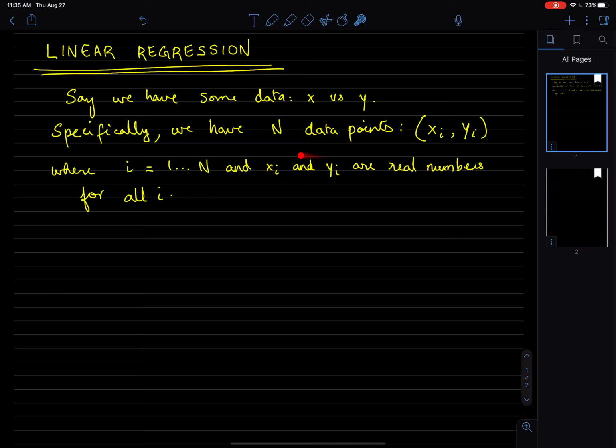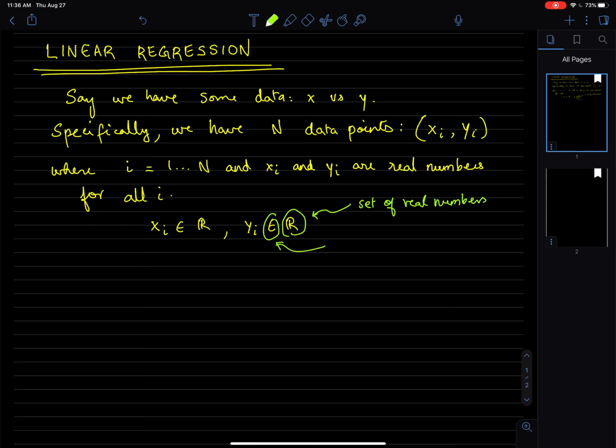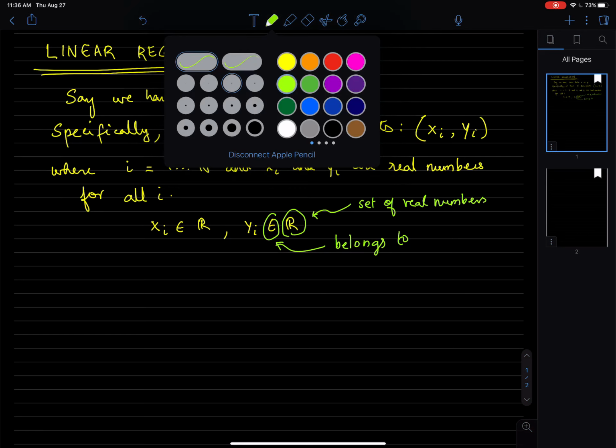So when we say xi and yi are real numbers, this might sometimes be written as xi belongs to the set of real numbers and yi belongs to the set of real numbers, okay? So this symbol means set of real numbers, and this symbol is read as belongs to. So this whole thing is read as yi belongs to the set of real numbers. It's useful to learn math notation like this so that you can read texts that are a bit more mathematical. Let me switch colors back.